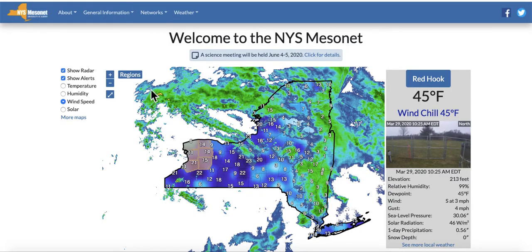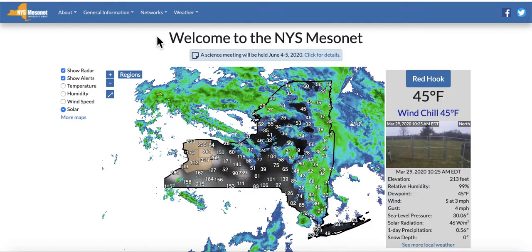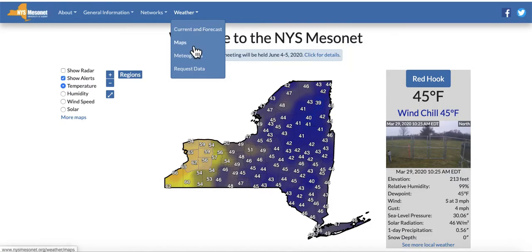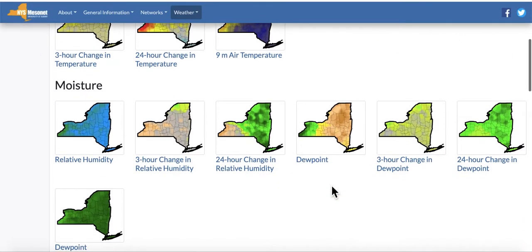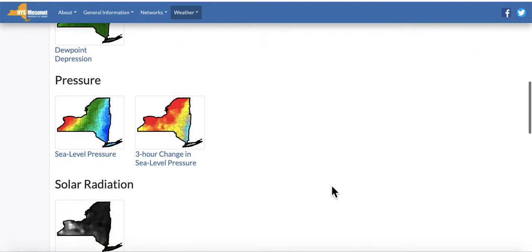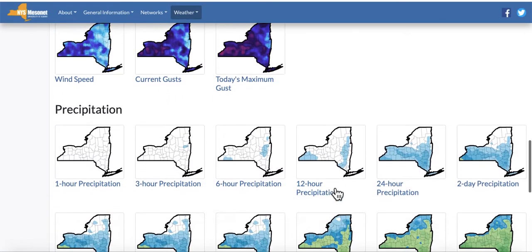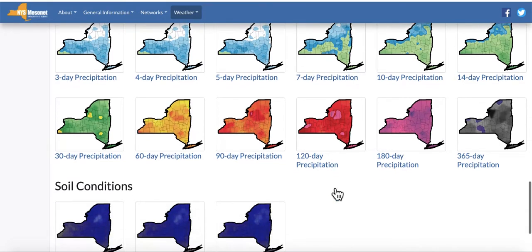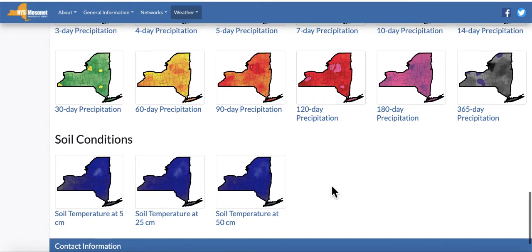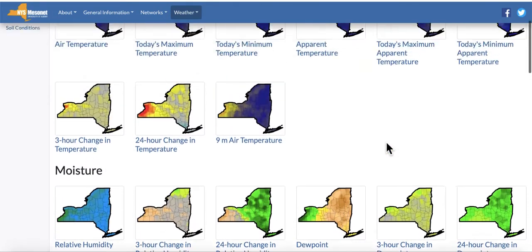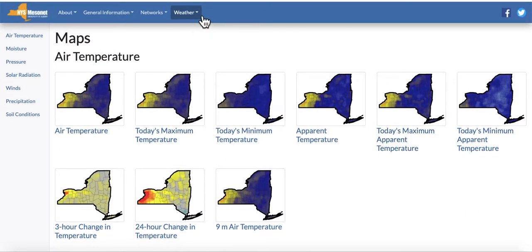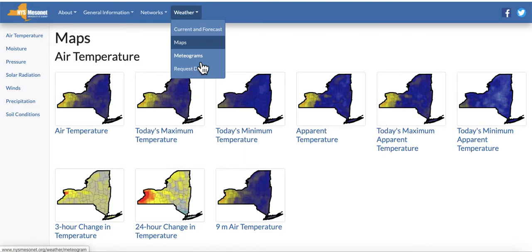So when you come onto the website, this is what you will see. And we are going to go here to weather. And I'm just going to quickly show you maps. Okay, there's all different kinds of maps you can look at. Here's air temperature, moisture, dew point, air pressure, solar radiation, winds, precipitation. These are all different lengths of time that the data has been collected, soil conditions, so lots of great data here for you to look at. For your lab, we're going to focus on the current and forecast data and on the meteograms.